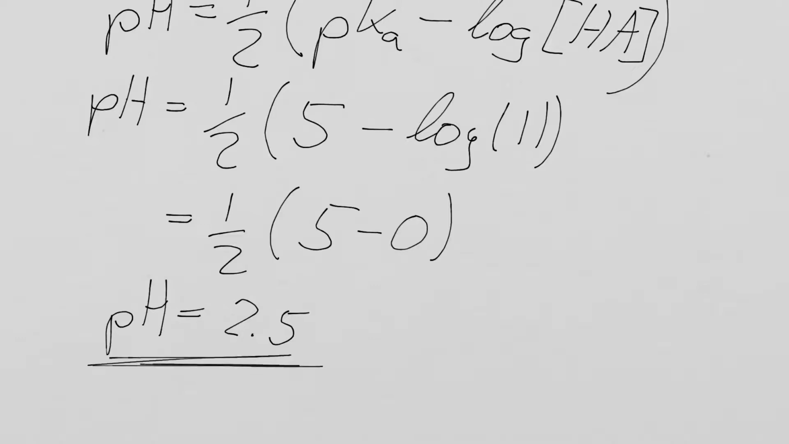Remember, the pH of our hydrochloric acid was 0 under these conditions. Which one is the stronger acid? HCl or HA? HCl is the stronger acid.